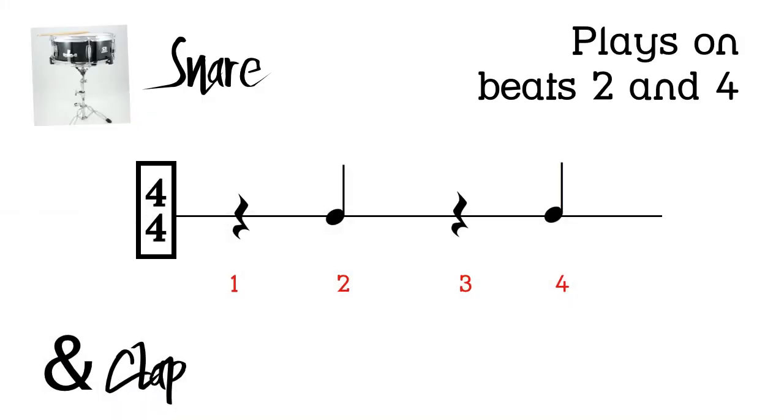Let's come back to the snare. I've already told you it's on beats 2 and 4. That's really important in hip hop, that you can hear that snare, and quite often they have a kind of clap sound at the same time.